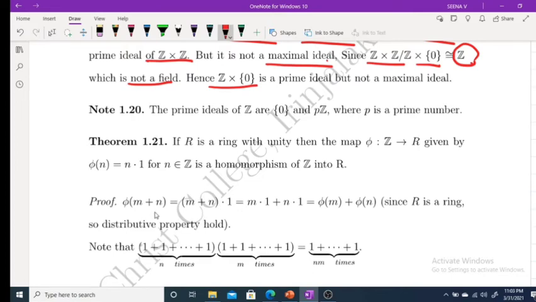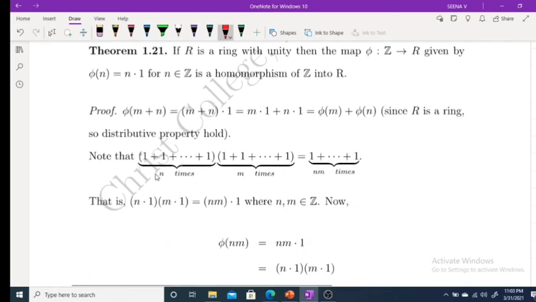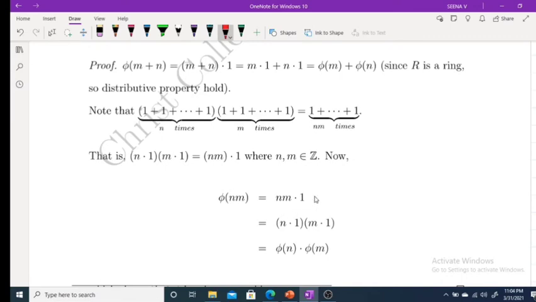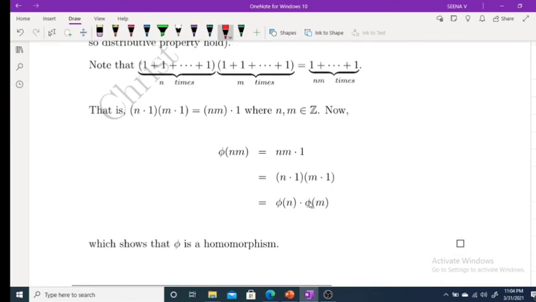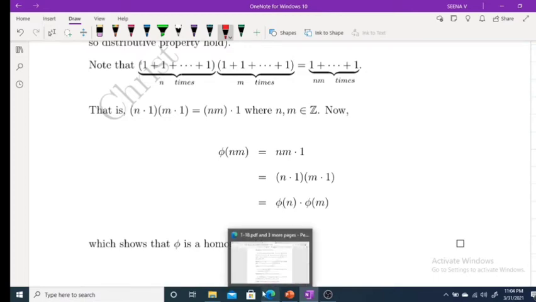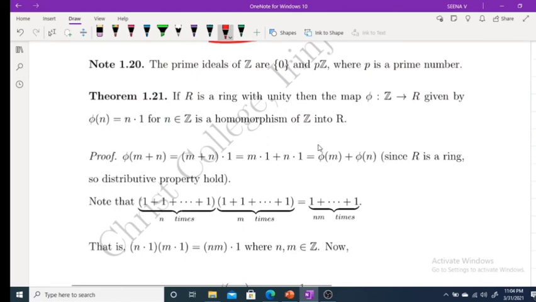Here phi of m plus n is, by definition, m plus n into 1, and that's equal to m into 1 plus n into 1. That is phi of m plus phi of n. Now what about nm? n is the same as 1 plus ... plus 1, n times. m is the same as 1 plus ... plus 1, m times. And this is equal to nm times 1. So n into 1 into m into 1 is equal to nm into 1. That means phi of mn is equal to nm into 1, which is equal to n into 1 into m into 1. That is phi of m into phi of n. This implies phi is a homomorphism. Hope it is clear.